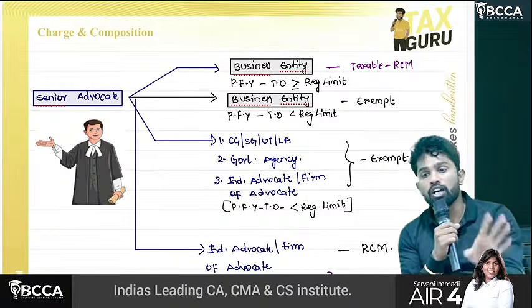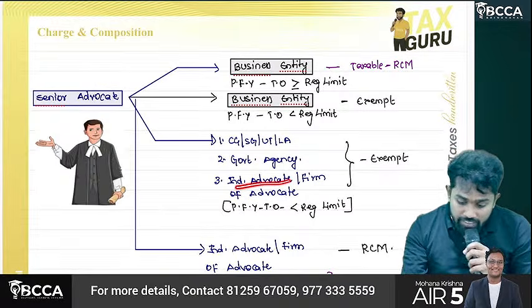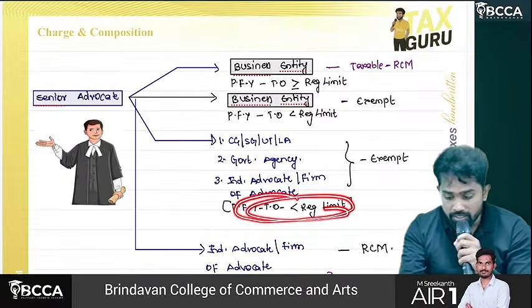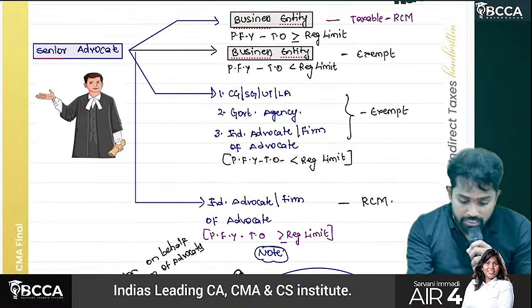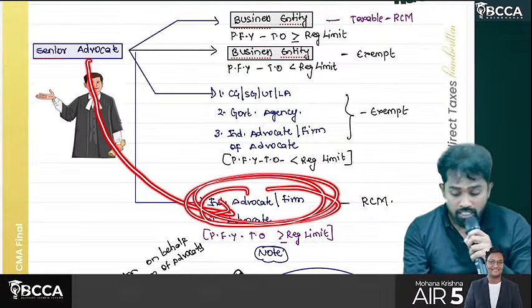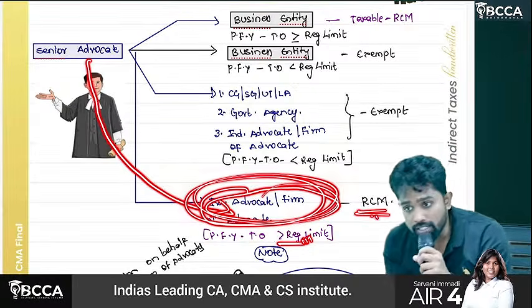Service provided to government, exempted. Service provided to another individual advocate or firm of advocates where the turnover is less than the registration limit, exempted. Where a senior advocate provides services to an individual advocate or firm of advocates and their turnover is beyond the registration limit, then that is taxable under RCM.